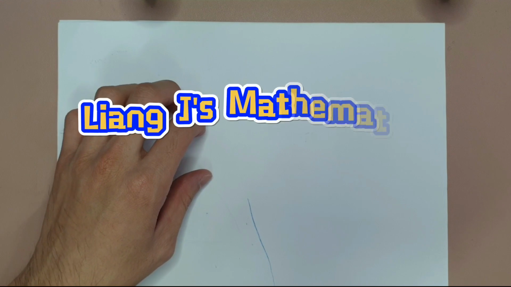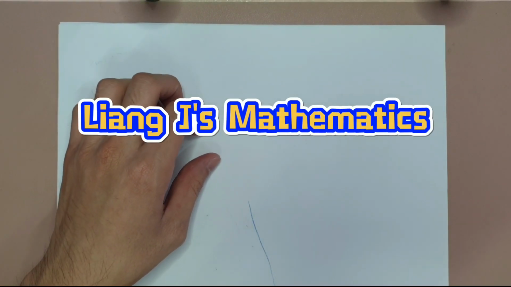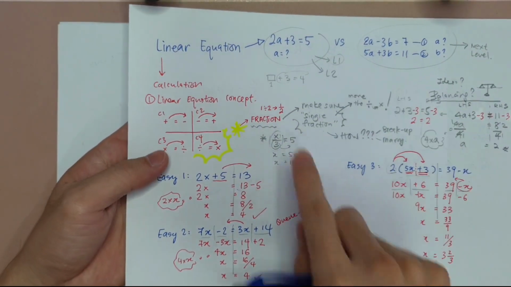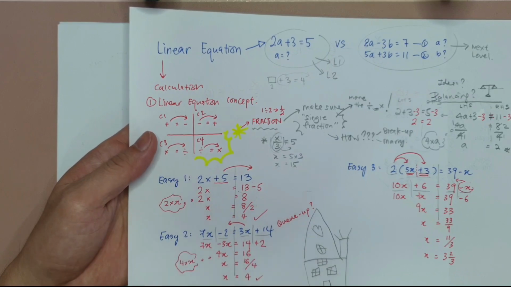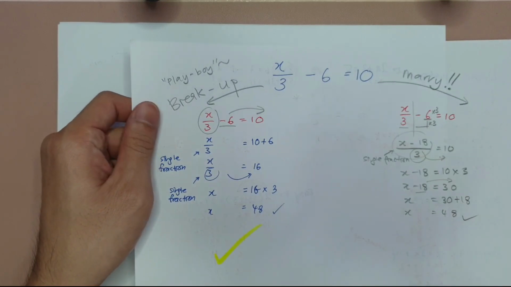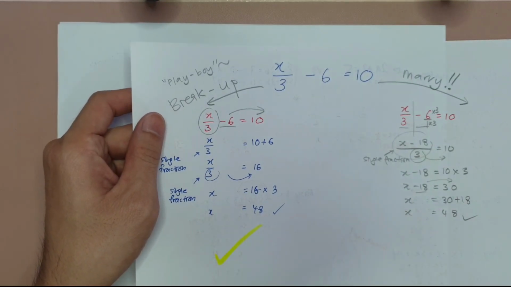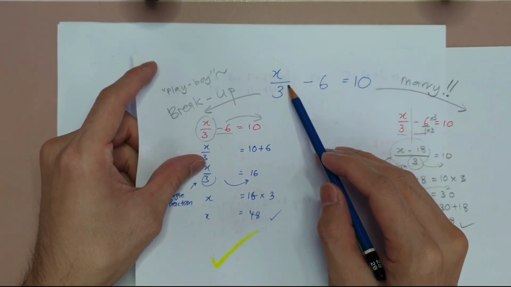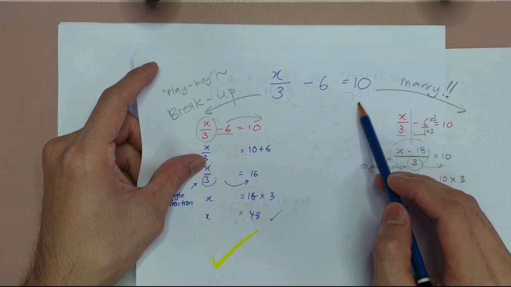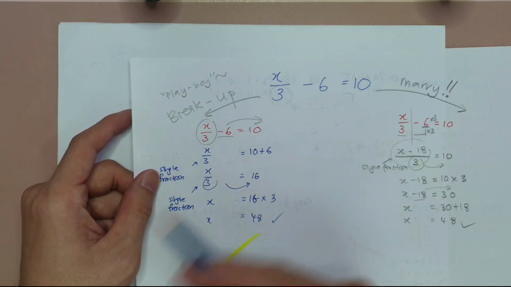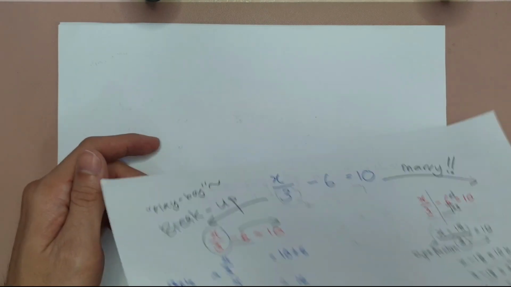Very simple. Hi everyone, Liang J Mathematics. Last video we talked about simple calculations, which is level 1, and of course it will be one variable, one unknown. As you can see, easy level 1, 2 and 3 examples, and a slightly common mistake with the x over 3 thing. The common mistake is students taking the 3 and moving it to the other side without concerning the negative 6. And the two methods here: the breakup, playboy way, and the marrying way.